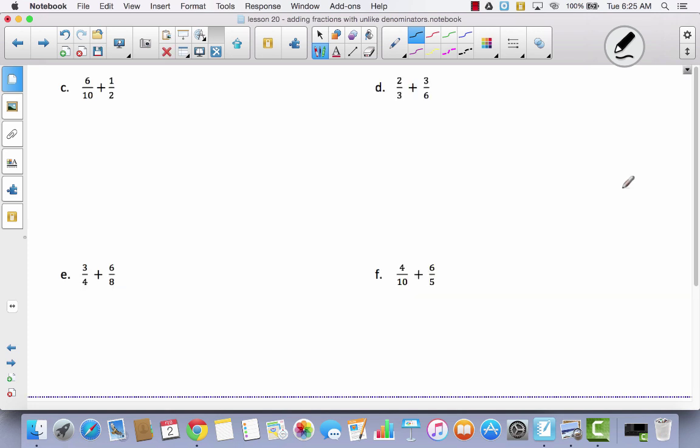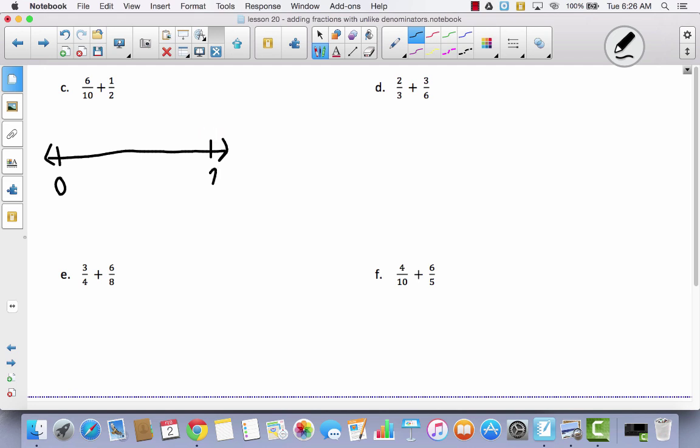All right, let's try C. Okay, so now I have my number line. I can't label it yet because I have to estimate first. So I've got 1/2, and then I've got 6/10. Well, 6/10 is greater than 1/2. So if I have something that's more than 1/2 plus another 1/2, then I know that this is going to be greater than 1. So I'm going to have to do this from 0 to 2.